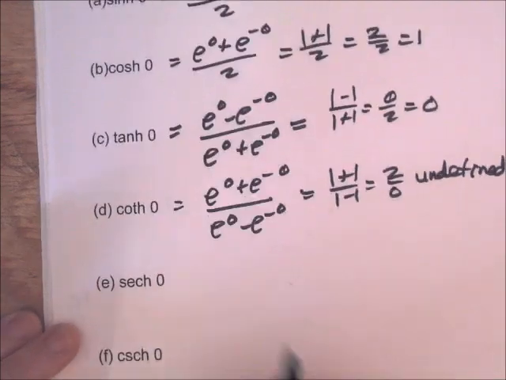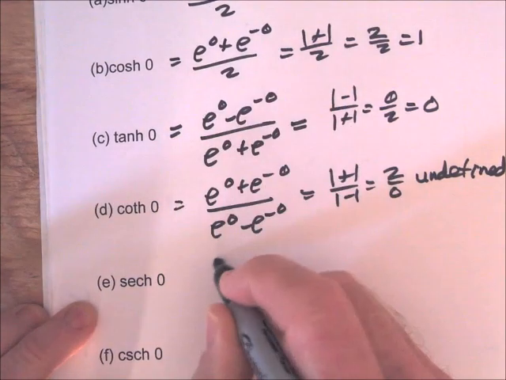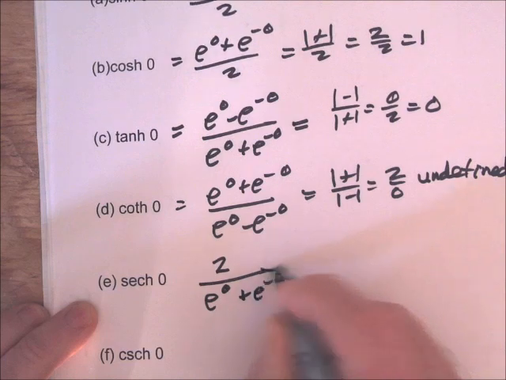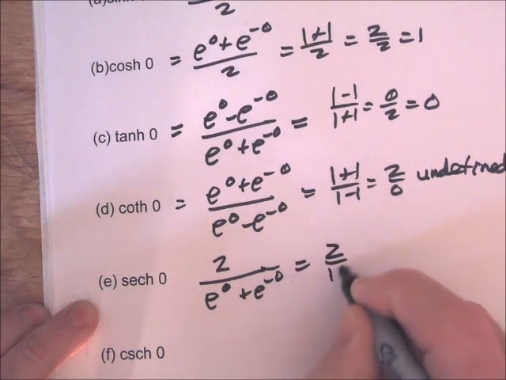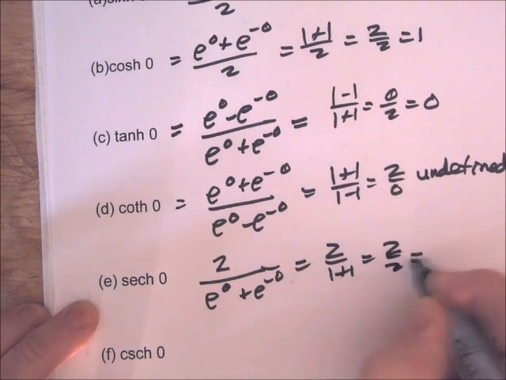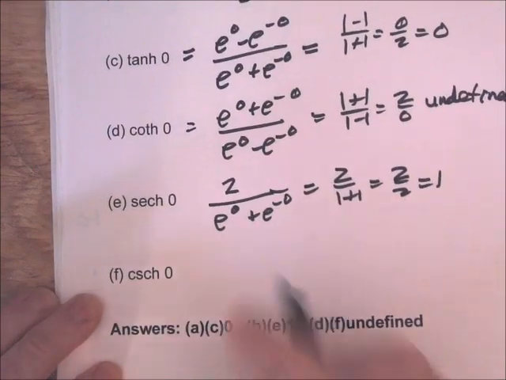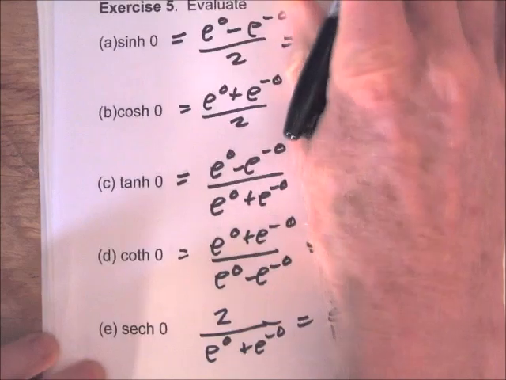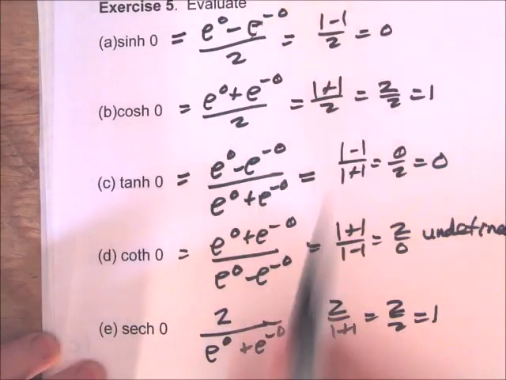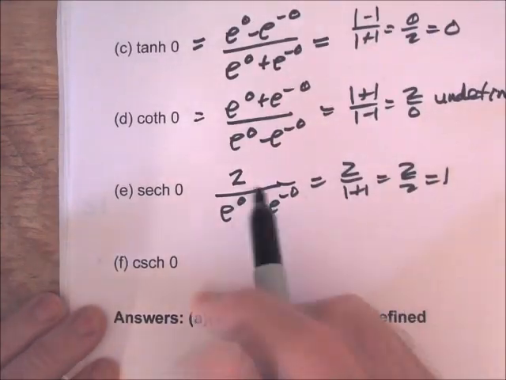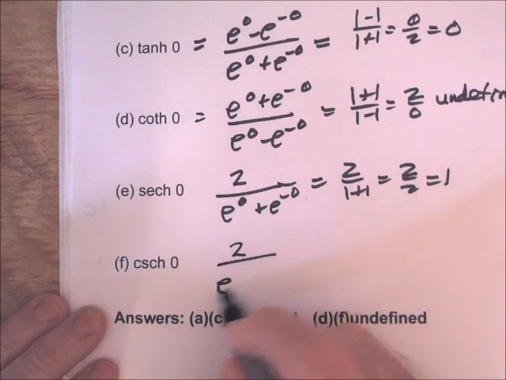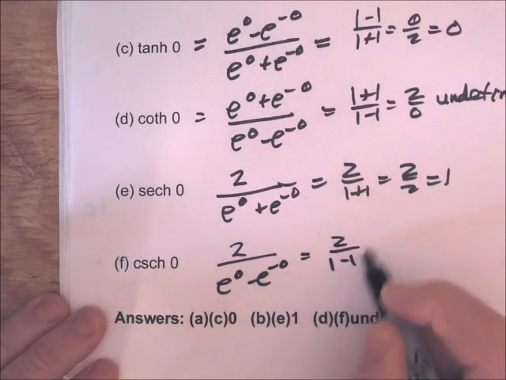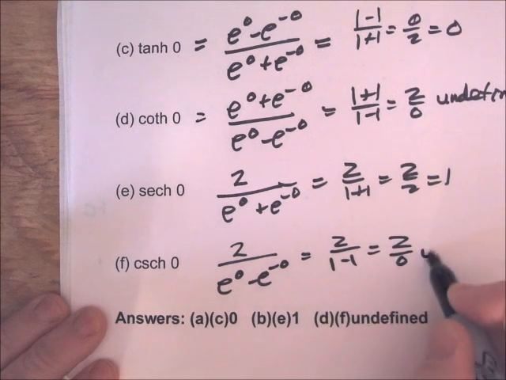Okay, the sech would be 1 over the cosh, so it's going to be 2 over e to the 0 plus e to the minus 0, 2 over 1 plus 1, 2 over 2, 1. Hyperbolic cosecant, we just flip the hyperbolic sine. It'd be 2 over e to the 0 minus e to the minus 0, 2 over 1 minus 1, 2 over 0, undefined.